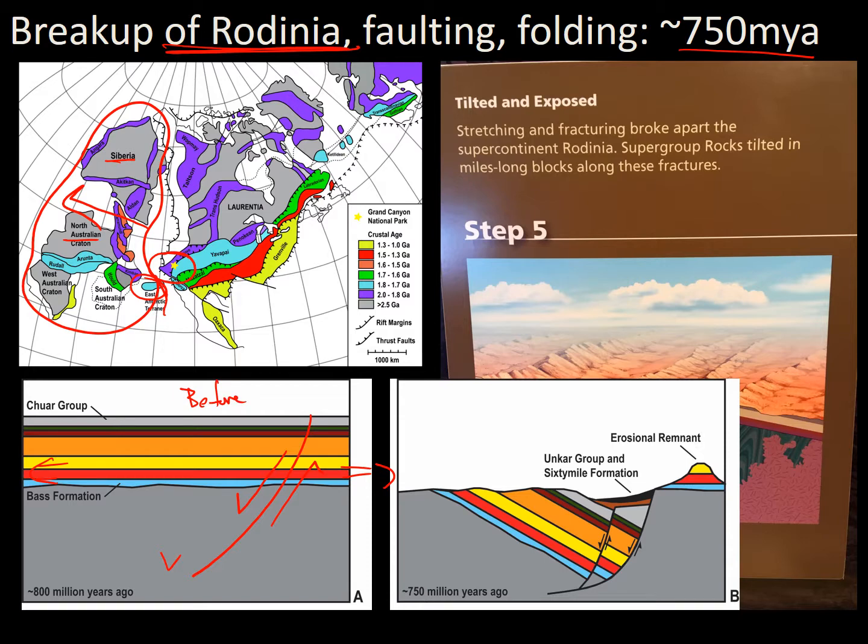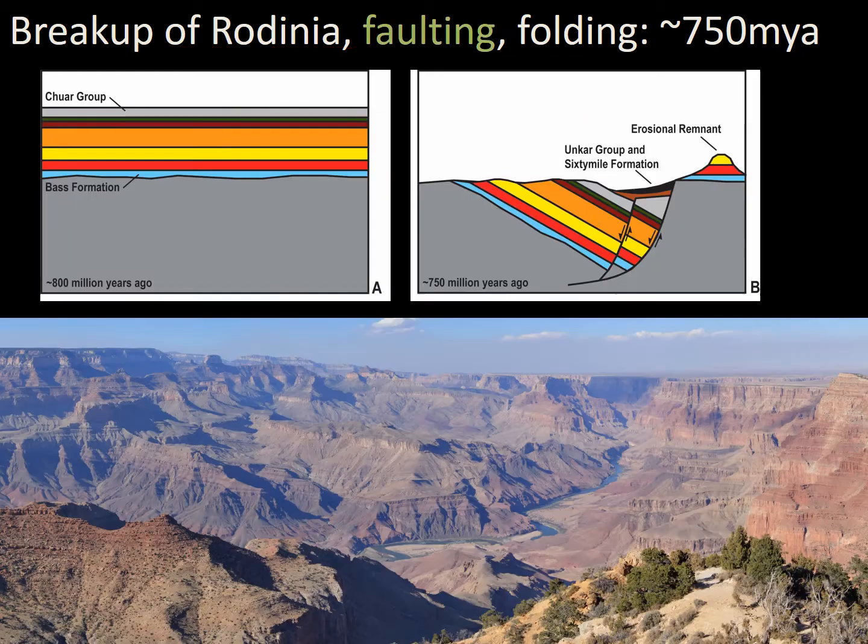stretch these, the rocks move down on the left and tilt, and here's the resulting distribution of the rocks following this faulting event. There was extensive stretching and faulting throughout this part of Laurentia. One of the best examples of this in really anywhere is called the Butte Fault.